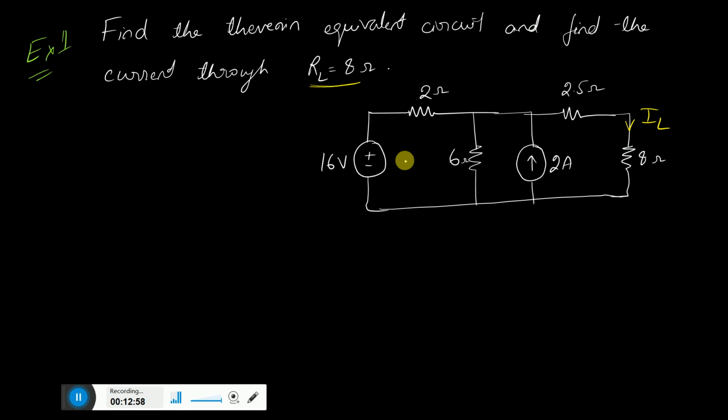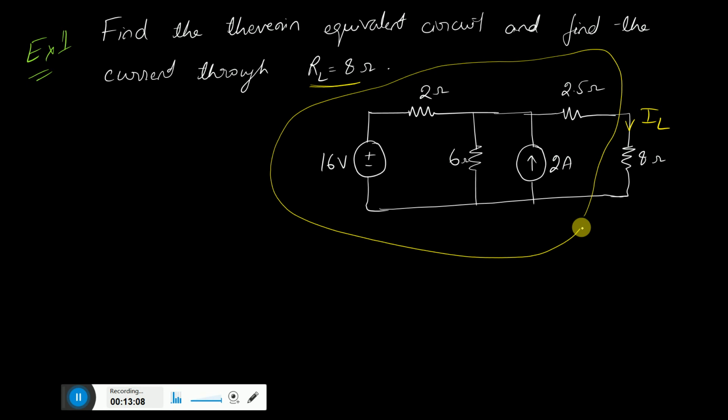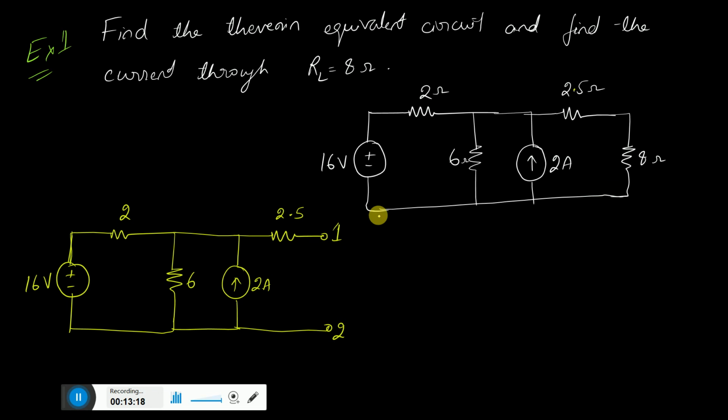So here how do we solve? Obviously we have to redraw the circuit. Just take out this entire circuit from the load, assign the load with the terminals 1 and 2, and take out the load. If we take out the load, our circuit will look somewhat like this, with the load taken out.